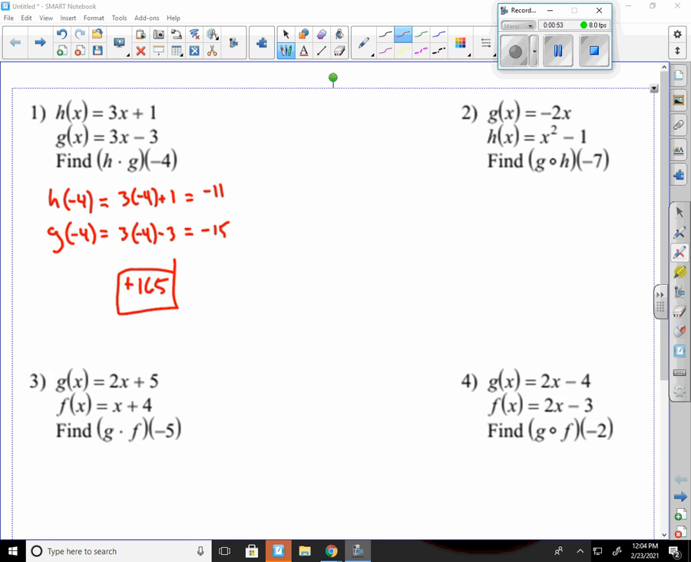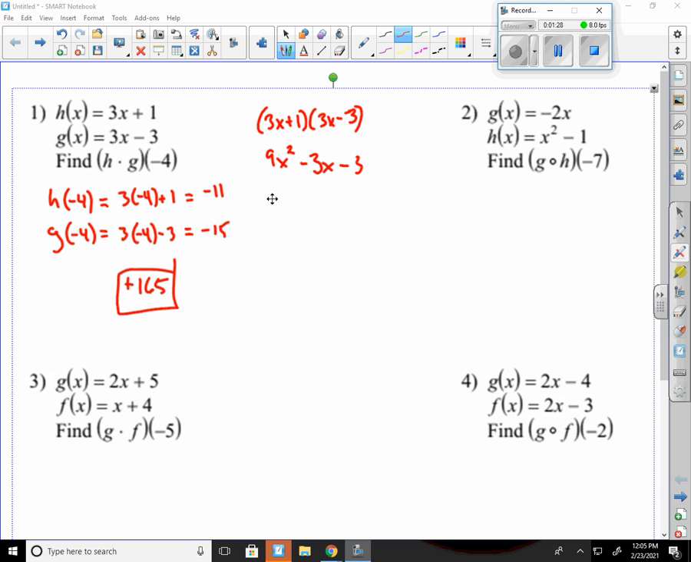Good for us. Did you get the right answer? The other way that you could have done that was multiply them first and then plug in the negative 4. So if I do 3x plus 1 times 3x minus 3, that will give me 9x squared. Outer gives me minus 6x. Inner gives me plus 3x. That will give me negative 3x. And then negative 3 times 1 is minus 3.